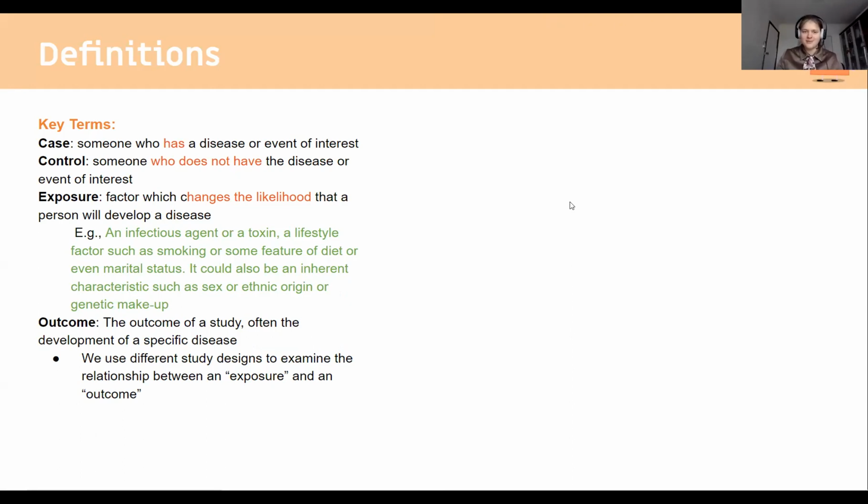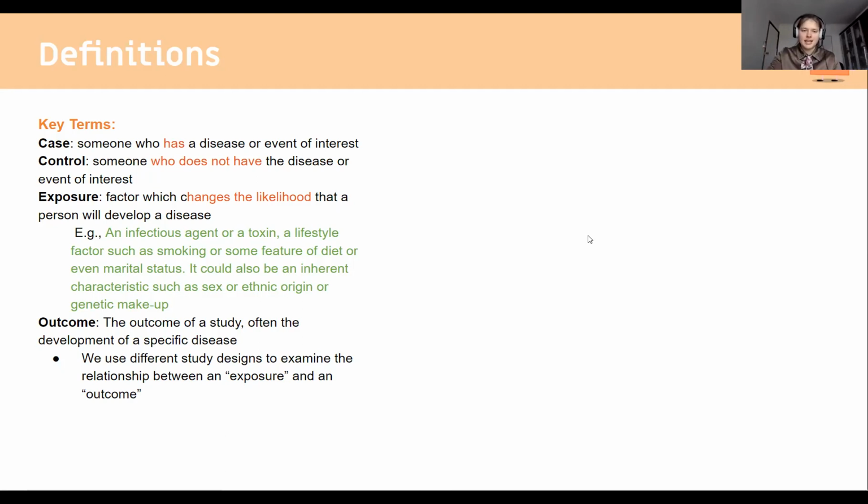Control, back to your 9 science, is the thing you're comparing the case to, so they don't have a disease or they're not a person of interest. Exposure is the factor that people are exposed to that you think makes them get the disease. For instance, if your disease is liver failure, exposure could be alcohol, because alcohol can cause liver failure. Outcome is just the result of a study. In epi, they usually talk about exposures and outcomes, and then they do an odds ratio with that. So those are just some definitions.